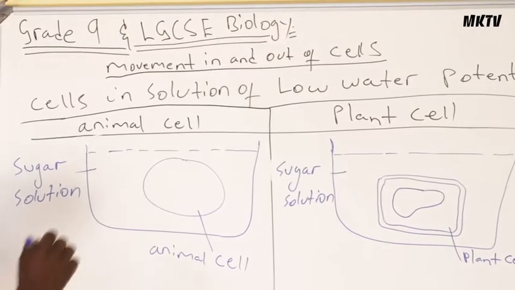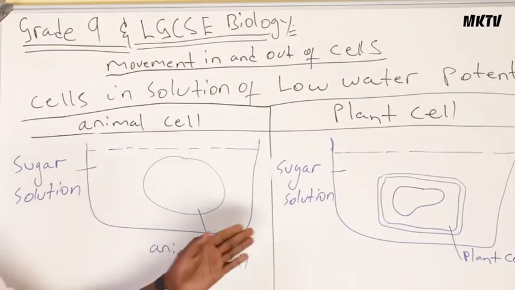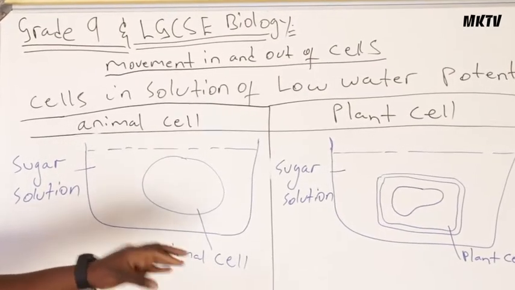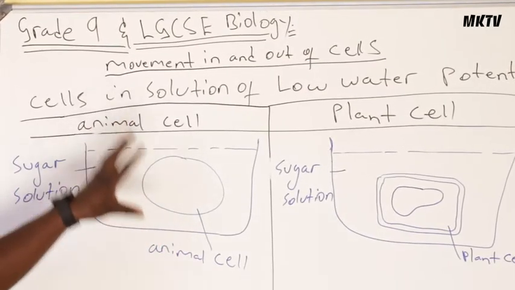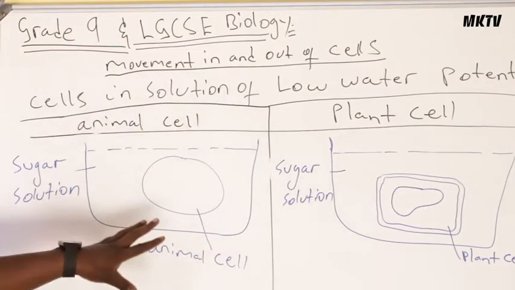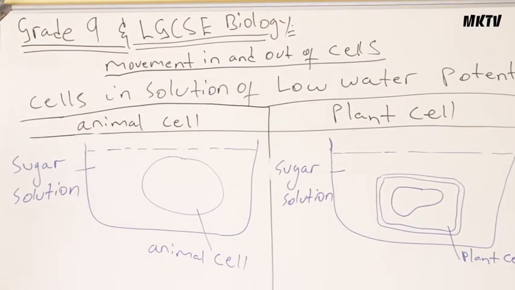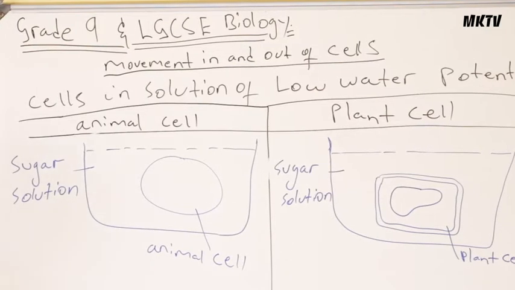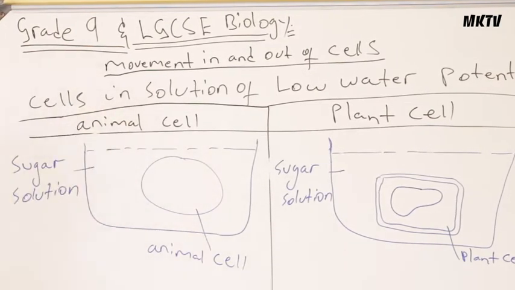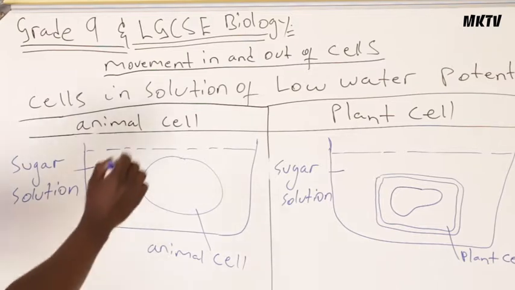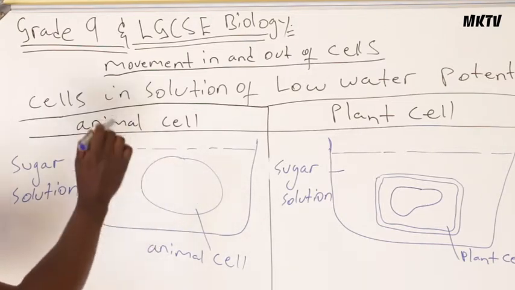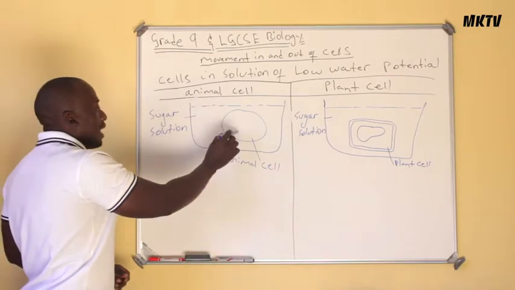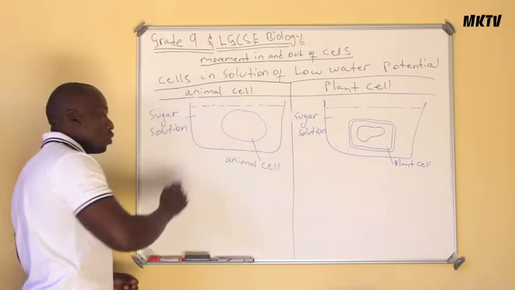As much as you know, the plant and animal cell both have cell contents. Those are the mineral salts that are found both in a plant cell and an animal cell. So this is what is going to happen now. This sugar solution has lower water potential than the contents of an animal cell. So the water potential inside the animal cell is higher than the water potential inside this sugar solution.